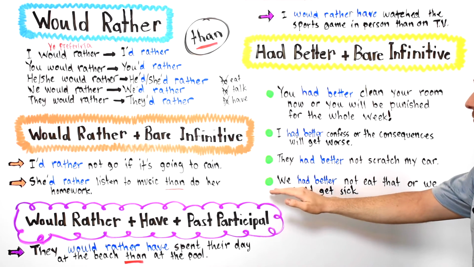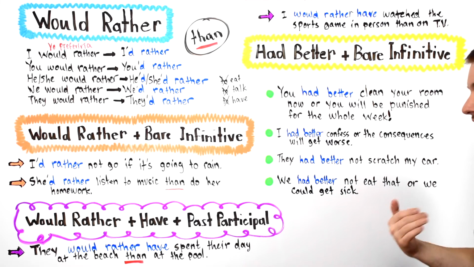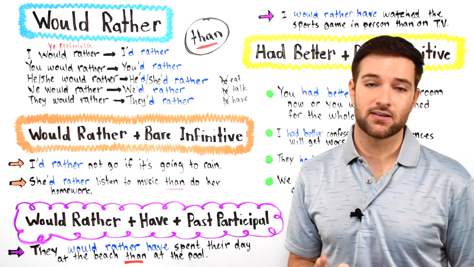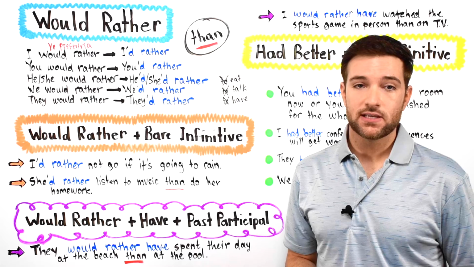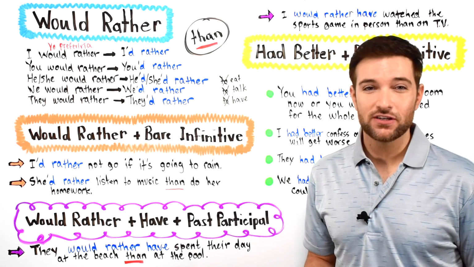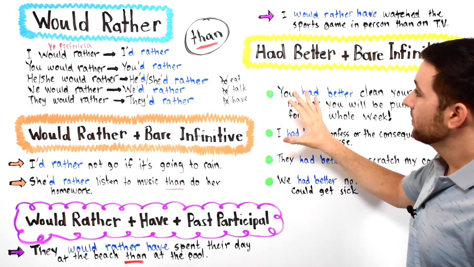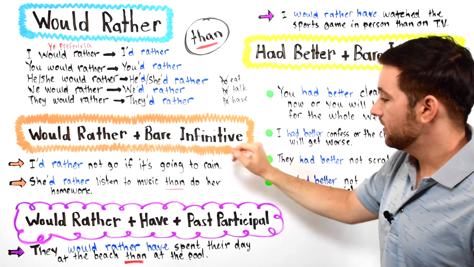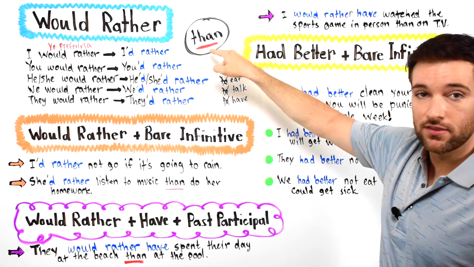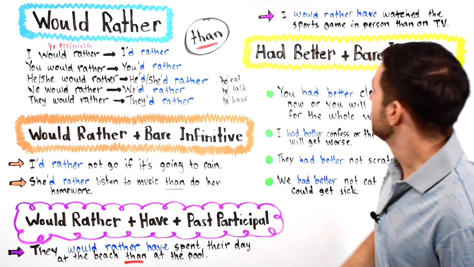Next we have, we had better not eat that or we could get sick. Será mejor que no comamos eso o podríamos enfermarnos. Okay, or we could get sick. All right? So, that's everything with had better. Would rather, bare infinitive, would rather and have, and then past participle. Don't forget than, okay, which comes at the end of sentences.